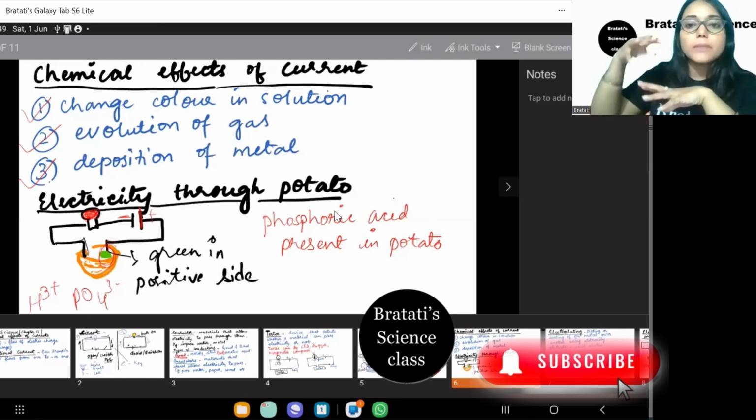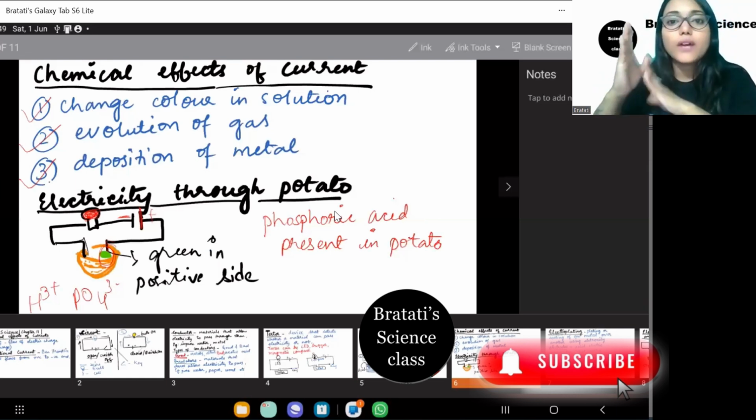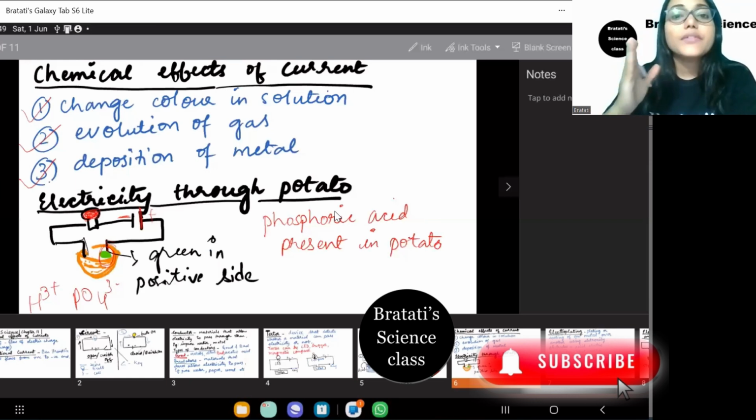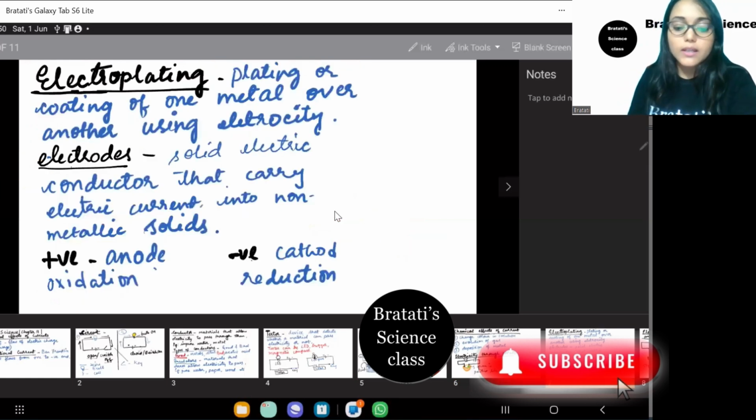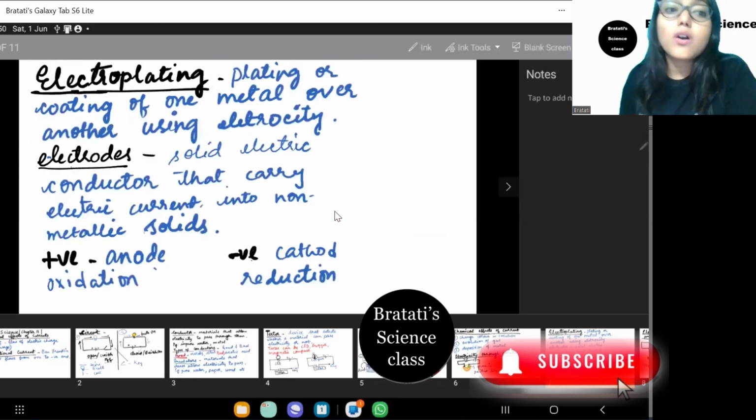So deposition of metal means that on any one metal, if we want to coat it with another metal, then whatever we want to be coated will go to the cathode, I mean, it will be the cathode. And what we want to be coated from will come to the anode. Okay, so that is our next topic. Let's see what we call it. We call it electroplating.